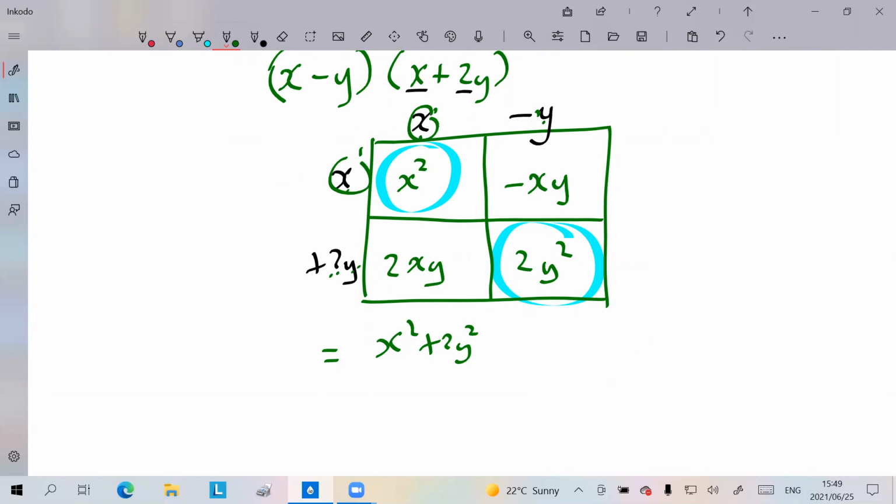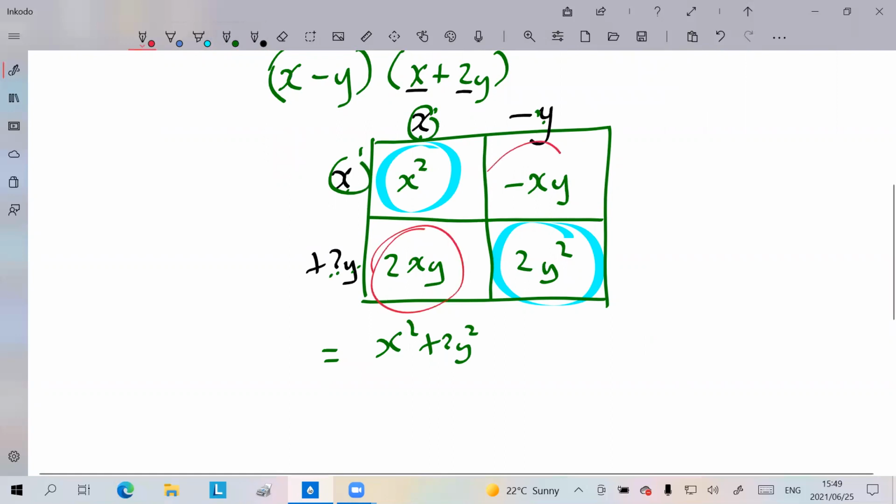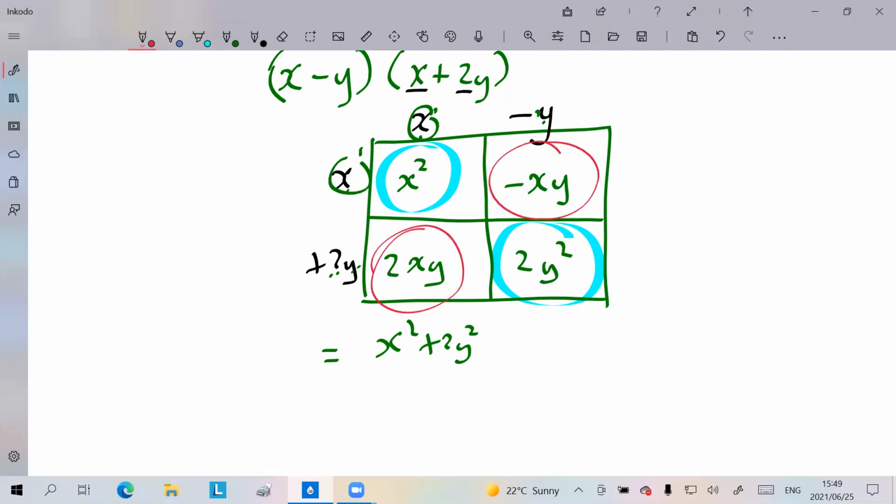Then I realized that this here and this are like terms. Xy and xy are the same. Right? So now I'm doing apples, apples. Xy is an apple. So is the other xy. 2 apples minus 1 apple is 1 apple. So it's plus xy. There's your answer. Right? Here's your answer.